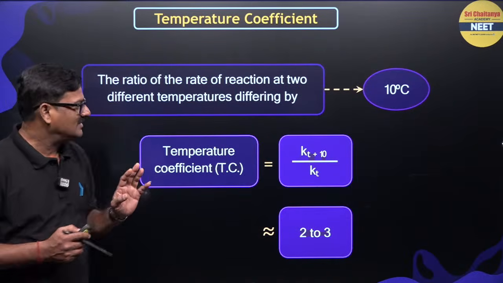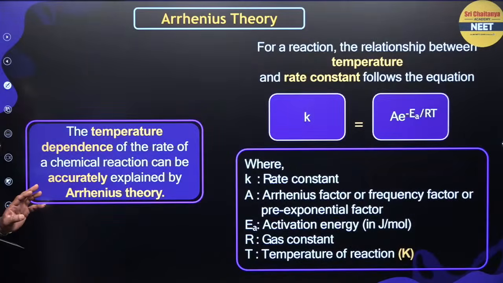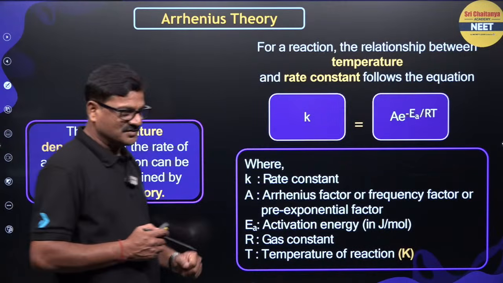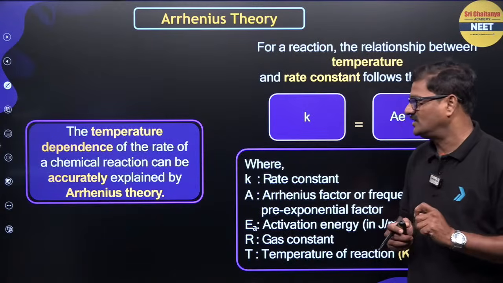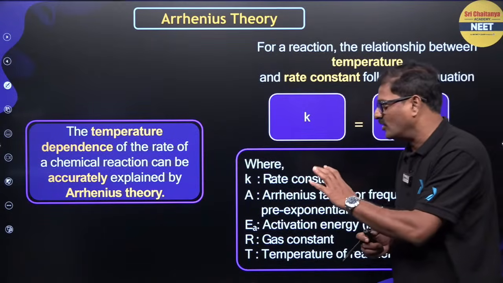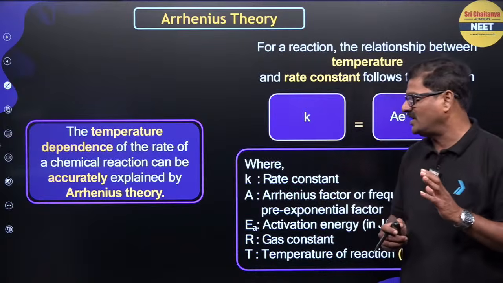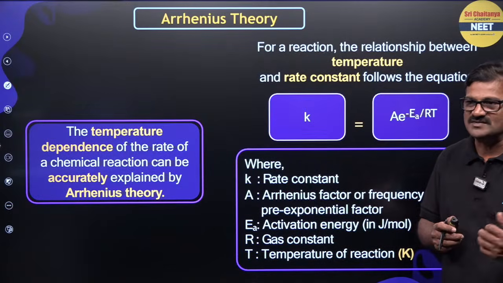Understand? Clear? And you can say Arrhenius theory. It is also very important. I just want to give you a little introduction: the temperature dependence of the rate of a chemical reaction can be accurately explained by Arrhenius theory.